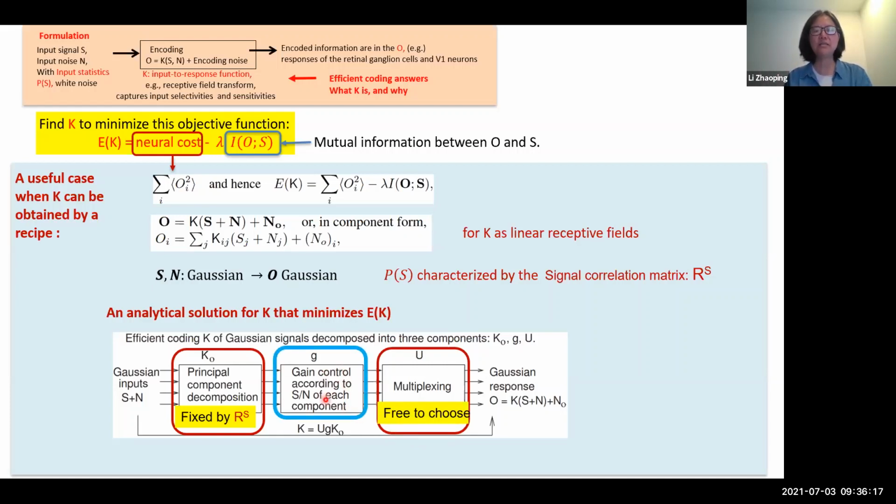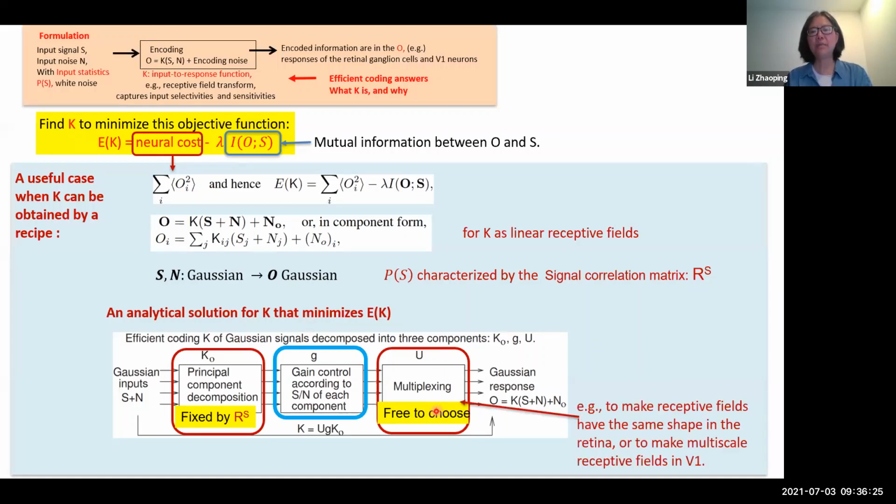Another thing is the gain control, which also has a particular formula. There's a recipe in the book that you can follow. And choosing this can make you do additional things, so that you may put these additional things as part of the objective function if you like.